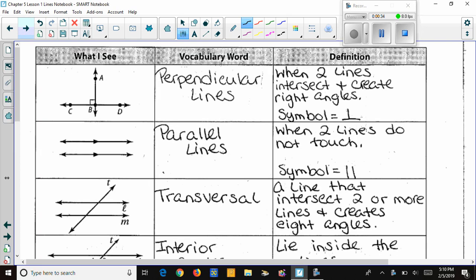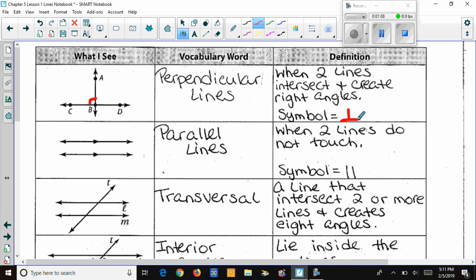So here's our vocabulary. Our first one is perpendicular lines, when two lines intersect and create right angles. So we see that box over here is representative of what a right angle looks like. And we use this symbol that looks like an upside down T as the symbol to represent perpendicular. And we're going to be using that as we move forward.